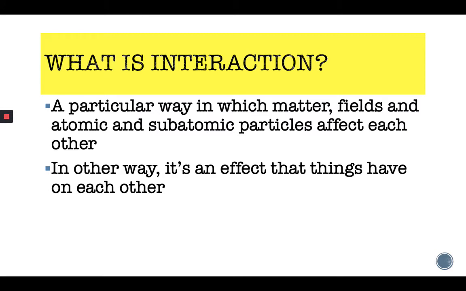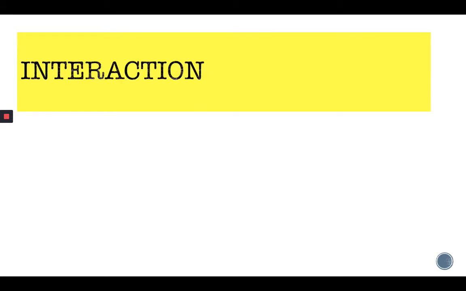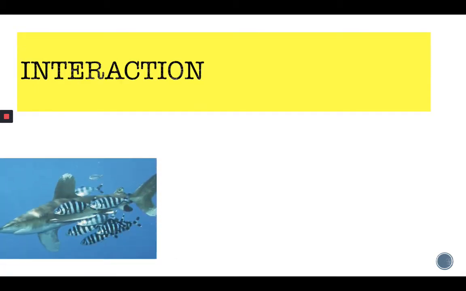What is interaction? Scientifically, it's a particular way in which matter, fields, and atomic and subatomic particles affect each other. But in a simple way, it's an effect that things have on each other. Whatever surrounds us interacts with each other, directly or indirectly. And today our main focus is going to be animal interaction.